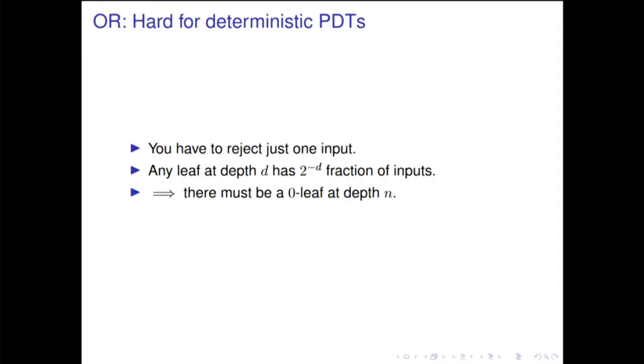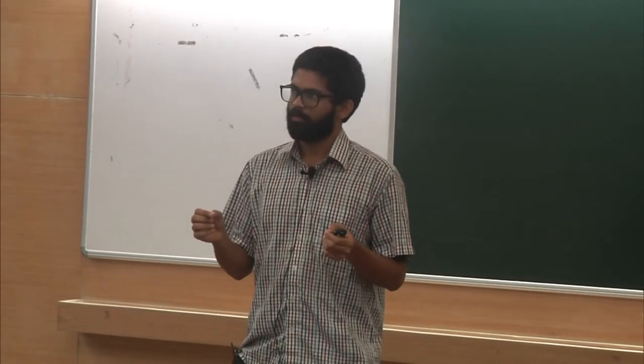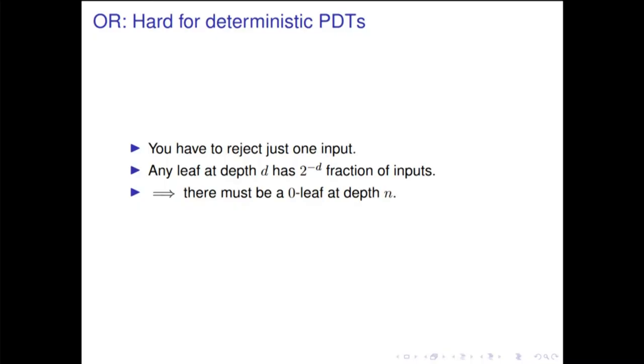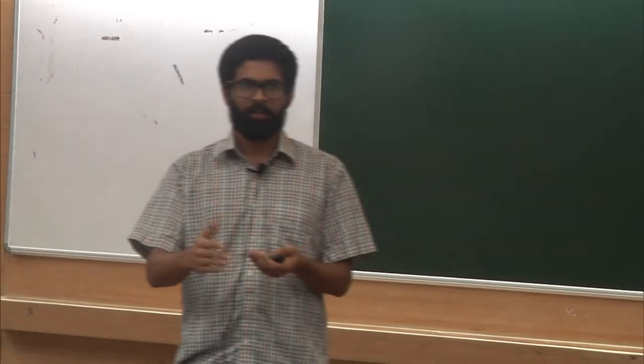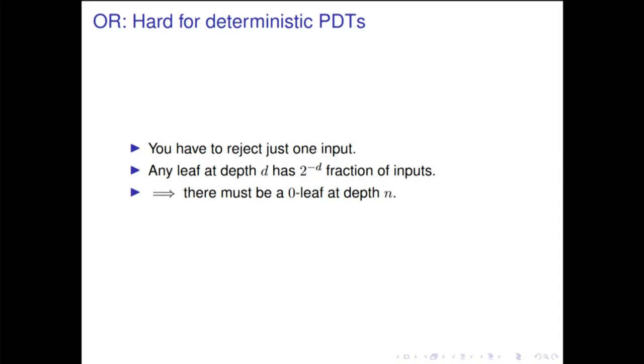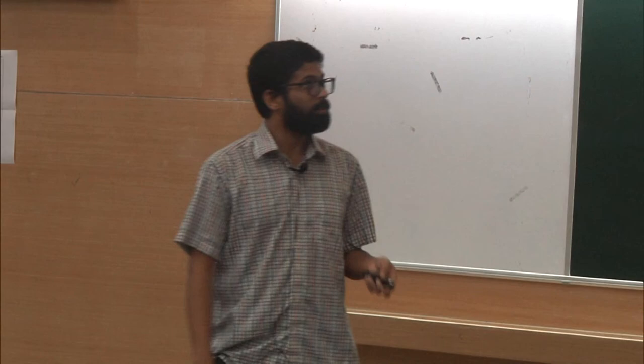For example, if you look at the function OR, it's hard for deterministic PDTs because you have to reject just the input which is the all zero input. Everything else you have to accept. And any leaf at depth D has a large fraction of inputs. It has a 2 to the minus D fraction of all inputs, because each time you're halving when you say that it satisfies some constraint. So if you want to accept just one leaf, one input, you have to have that leaf at depth N so that it captures a small fraction of inputs.